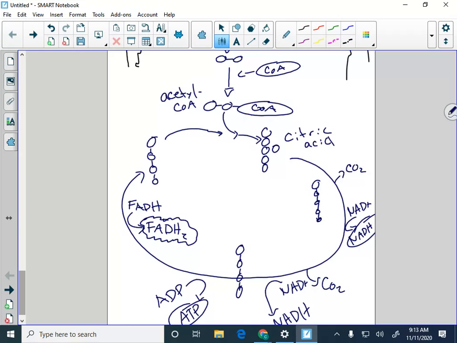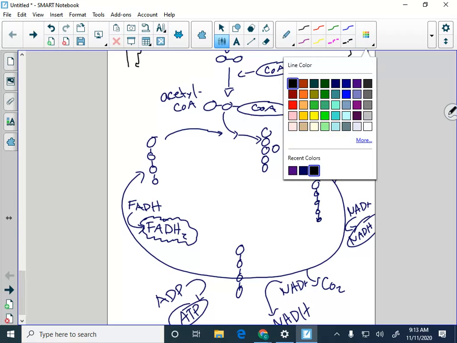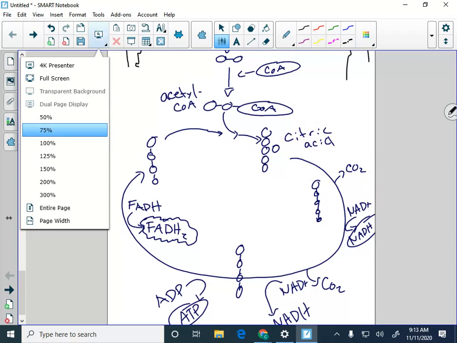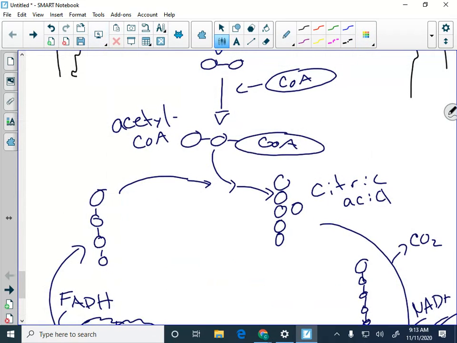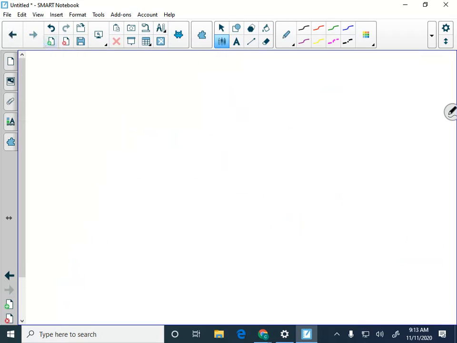We have one more step. We're just going to start a new page. That step is the electron transport chain.